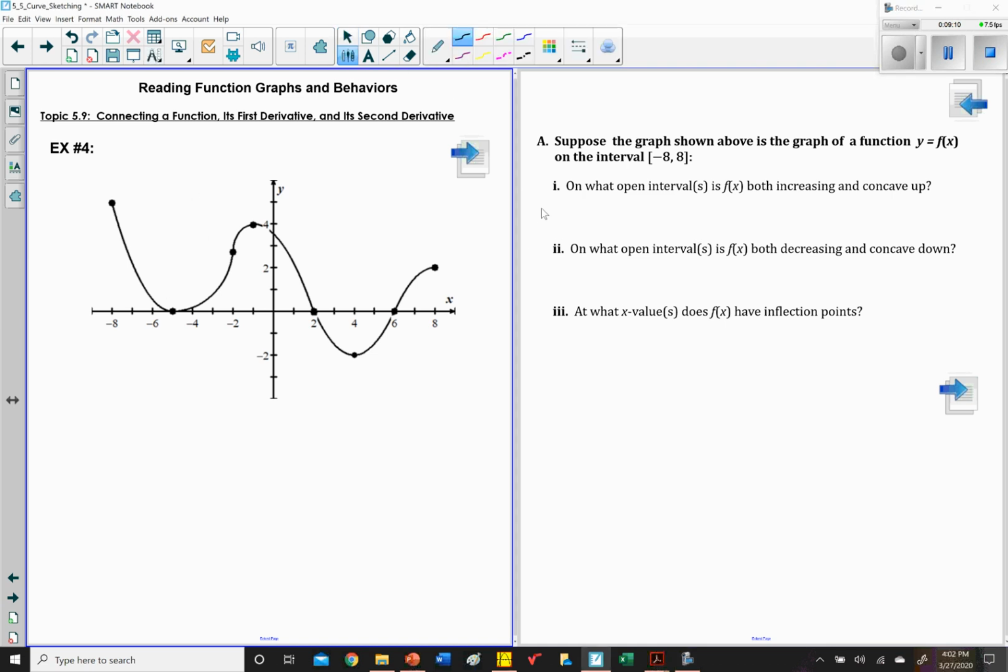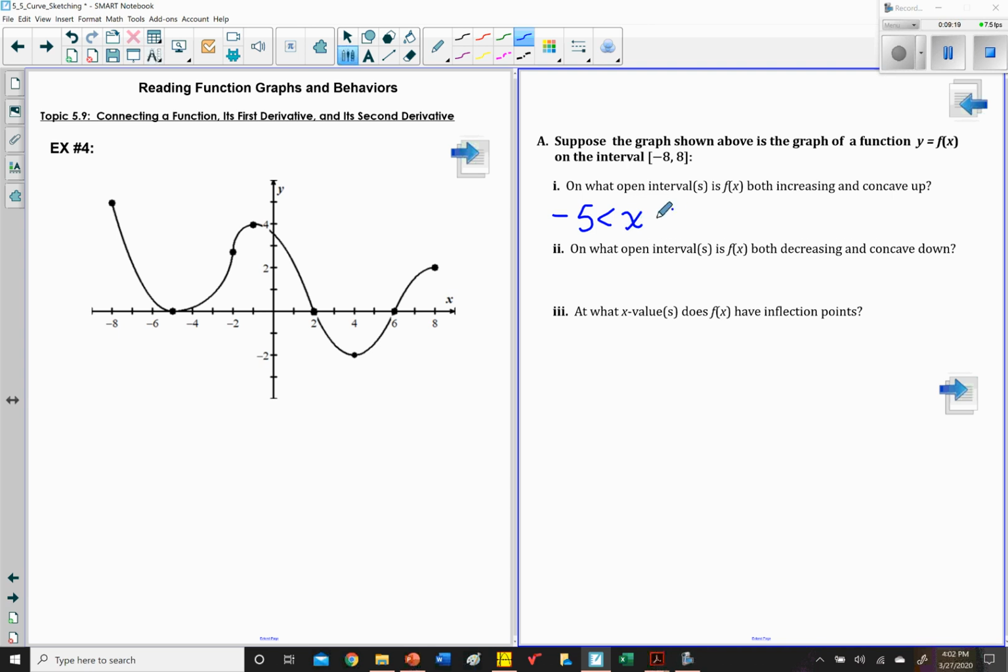So if we take a look at this graph, the graph is increasing and concave up at -5 over to -2, and also increasing and concave up right there between 4 and 6. Then on Roman numeral 2, on what open interval is the function both decreasing and concave down? I would say right in here. That would happen on -1 to +2.